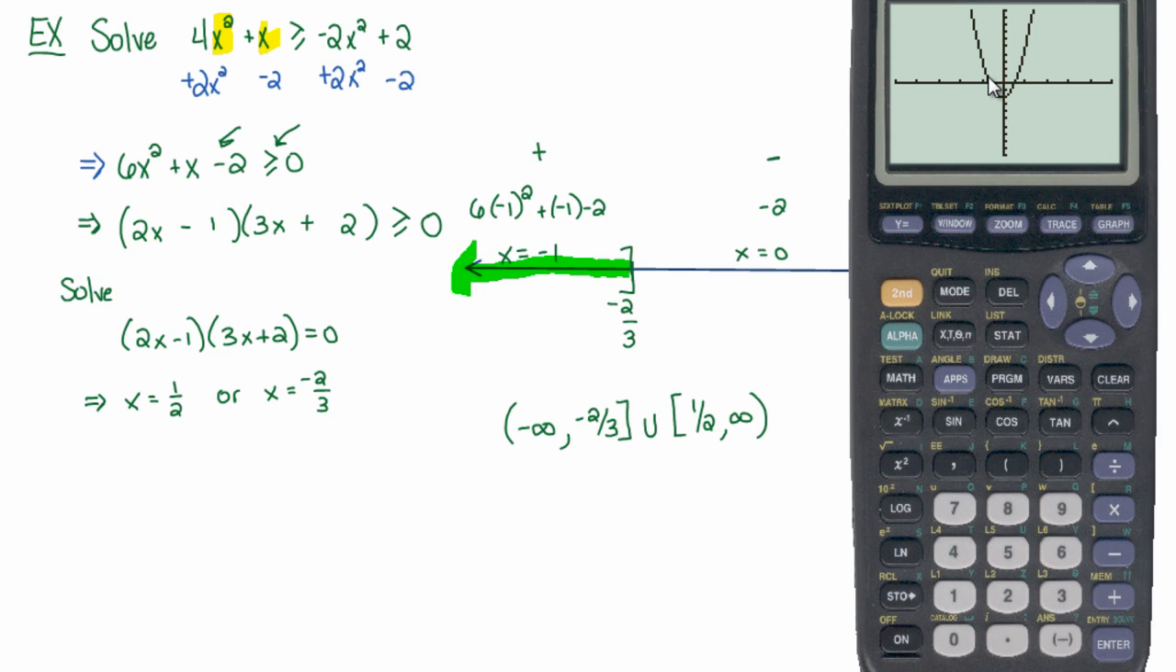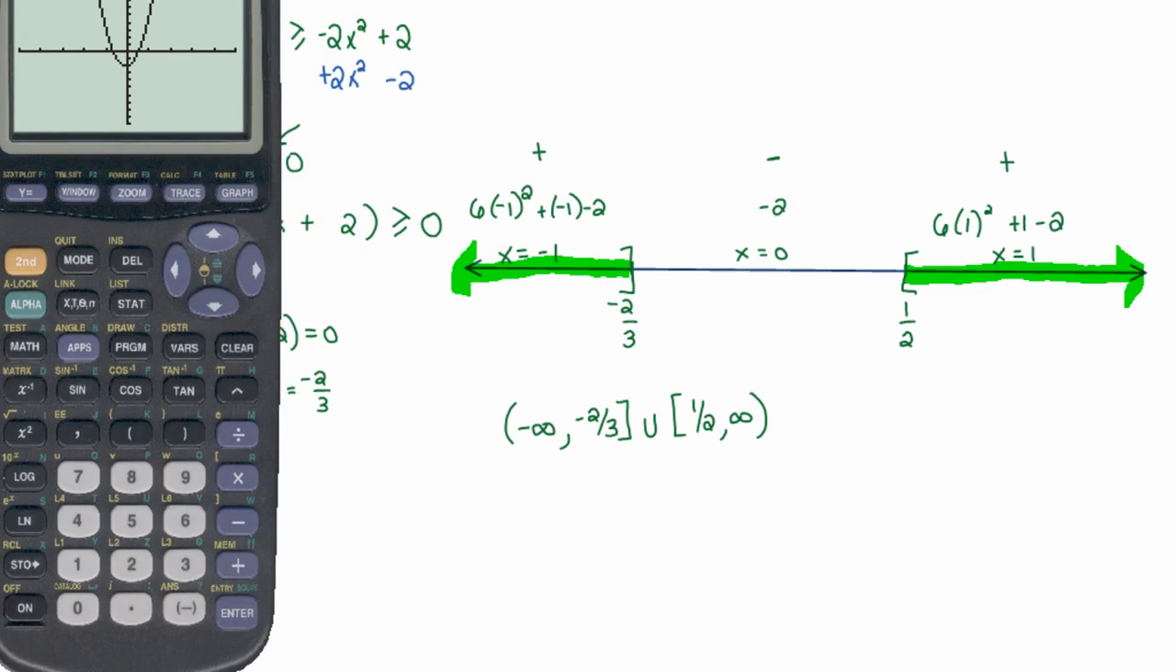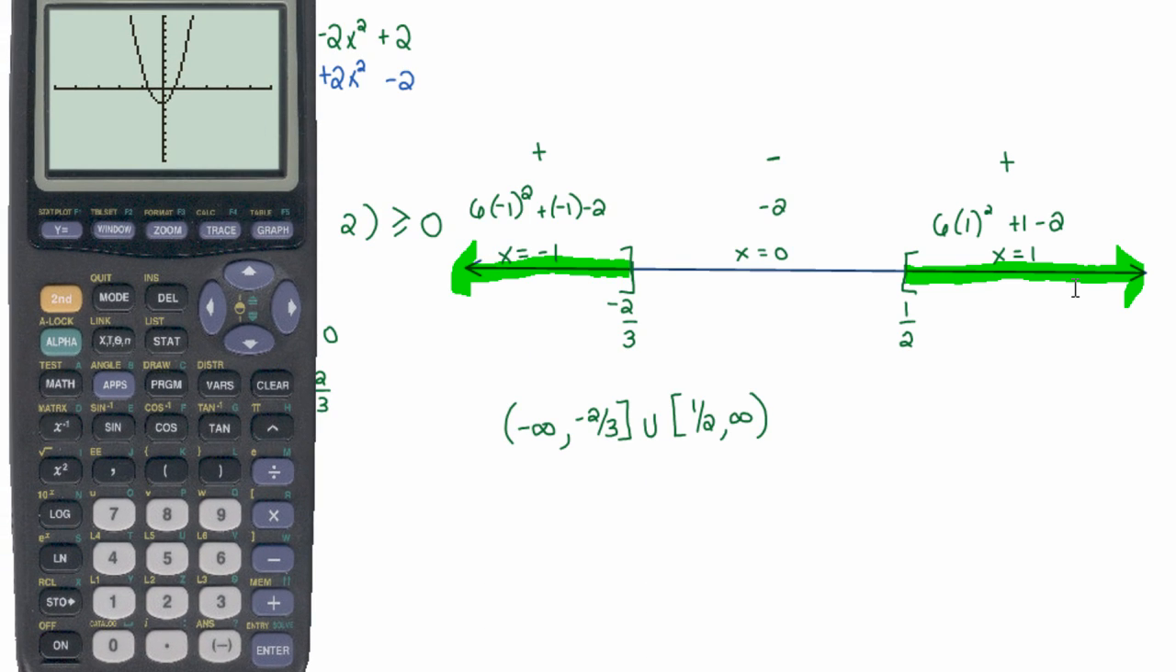In other words, when are my y values greater than or equal to 0? So you see, once I get above the x-axis here, I'm always positive. Anything to the left of this x-intercept is always positive. Anything to the right of this other x-intercept is always positive. Anything in between the x-intercepts is always below. And that's exactly what we've represented in our graph right here.